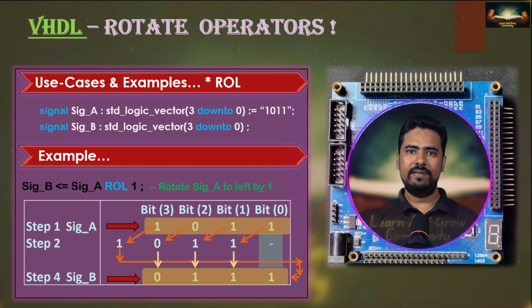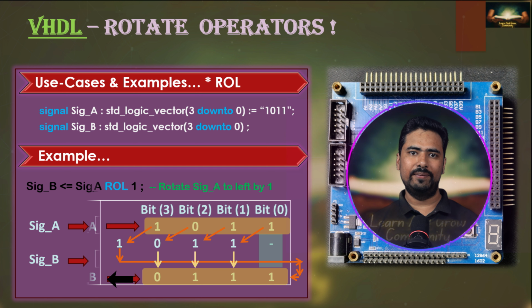Let's see in steps what is happening with the data. Signal A is 1011. Now shift this data to the left by one index and you will get 011 dash, right? Now replace the dash with the shifted value, which is 1, and you will get 0111. And finally this data will be assigned to signal B. So signal A is 1011 here, which is initialized, and signal B will be 0111 in this example.